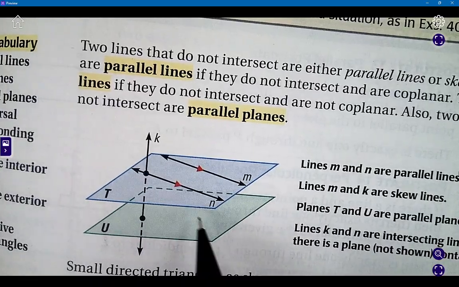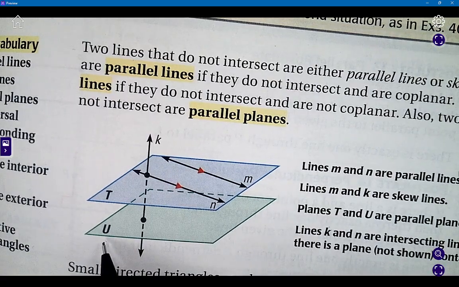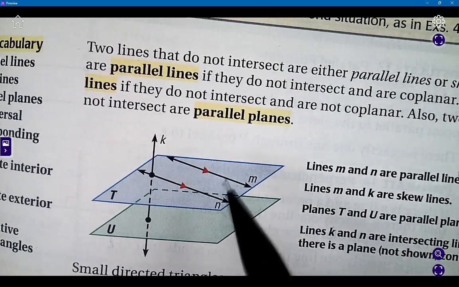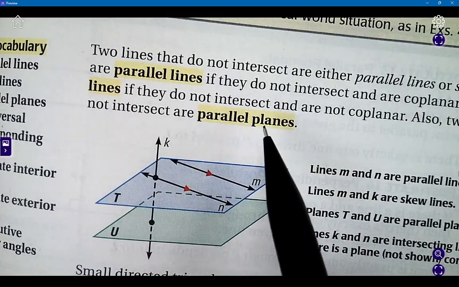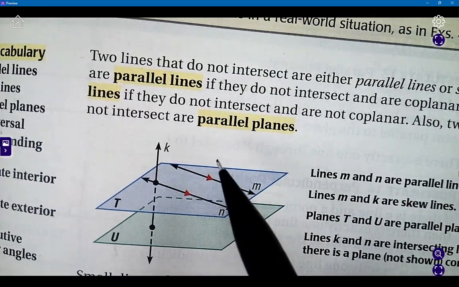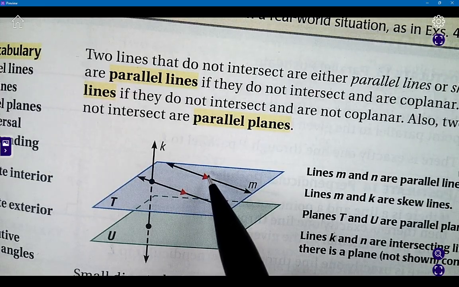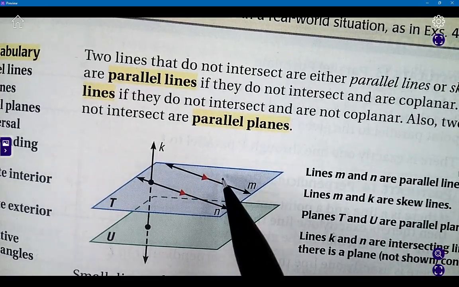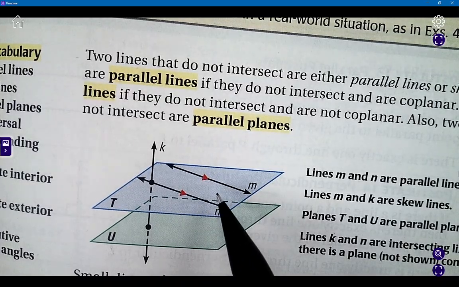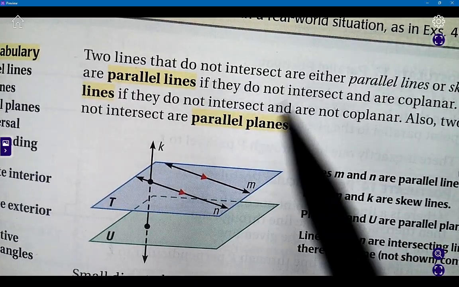So this blue plane T, and also this green plane U, we would have to be told that they're parallel planes. There are no annotations on here indicating that they are planes. You'll remember these arrowheads, right? That tells us these two lines are parallel. But to tell us that the planes are parallel, they just have to write it out and communicate that to you.